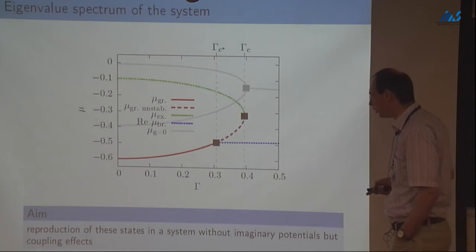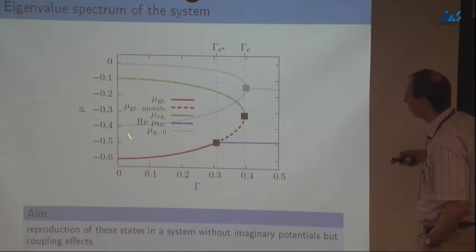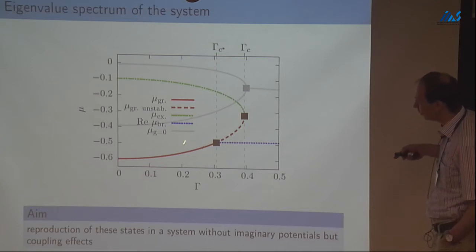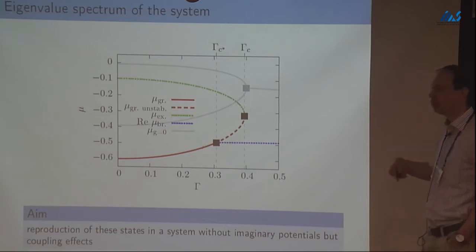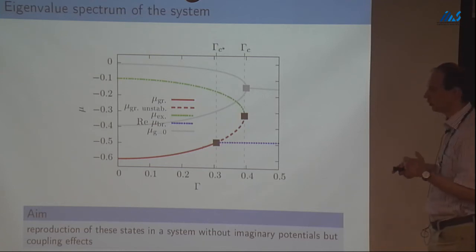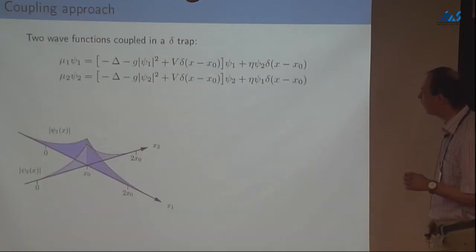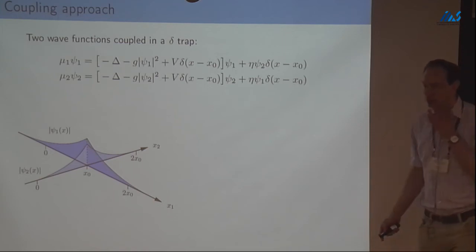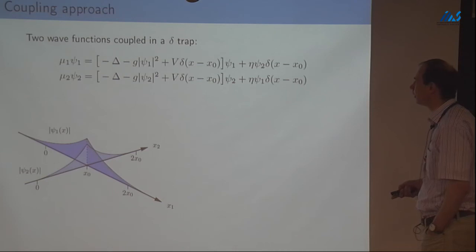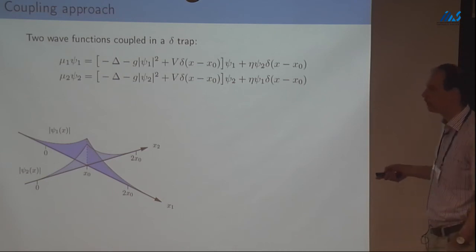So the aim is now to implement exactly these states, so the wave functions we have for the system and these energy eigenvalues, by substituting the imaginary contributions to the potential with some coupling effects to these wave functions psi2 and psi3. So that's what we want to do here. So let's first look at the coupling in one point. What do we have to consider if we want to replace this by an imaginary potential, or the other way around, replace an imaginary potential by this coupling?